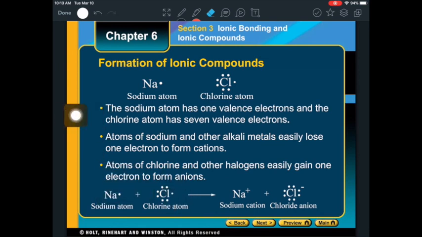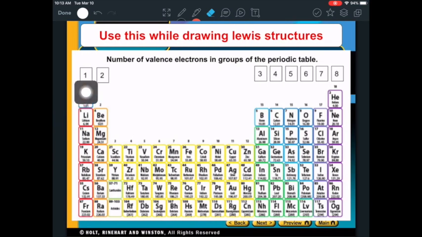So we're going to use this periodic table again. You guys know that group 1 has 1 valence electron, group 2 has 2, 3, 4, 5, 6, 7, 8, right? And in general, in ionic compounds, we're going to be dealing with one element from this side of the periodic table, and the other element is most likely going to come from this area of the periodic table. So a metal and a non-metal.